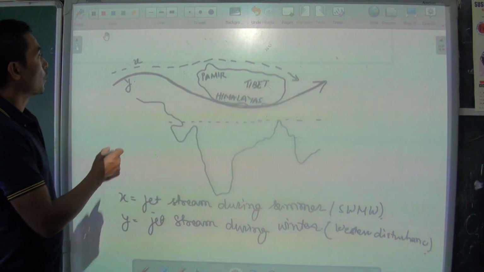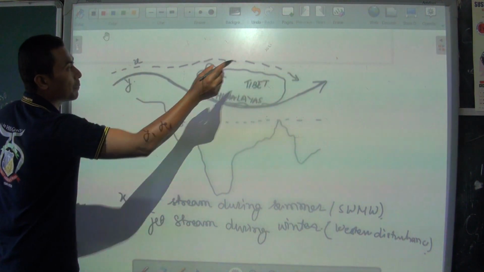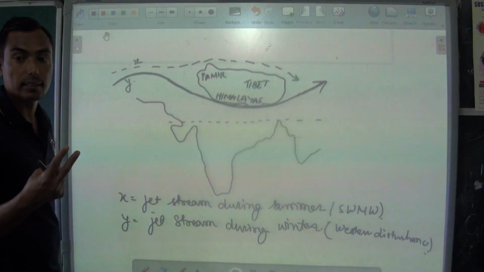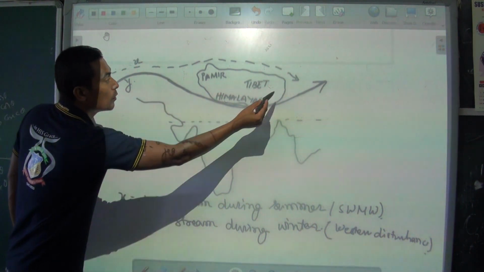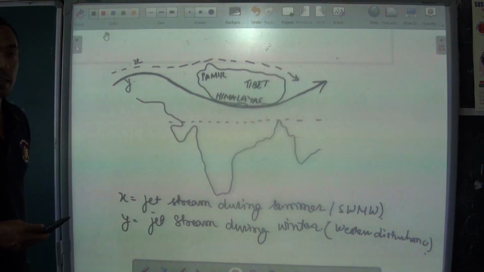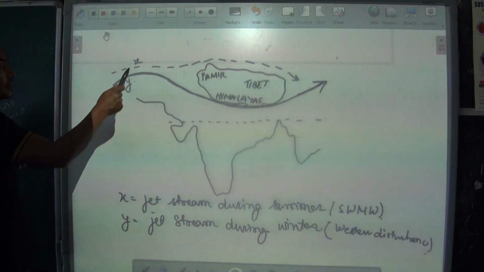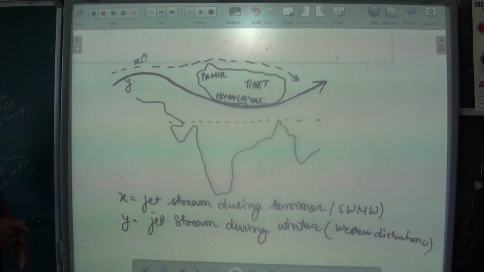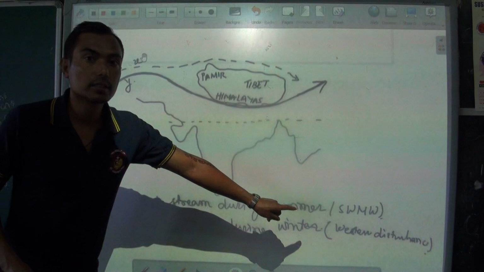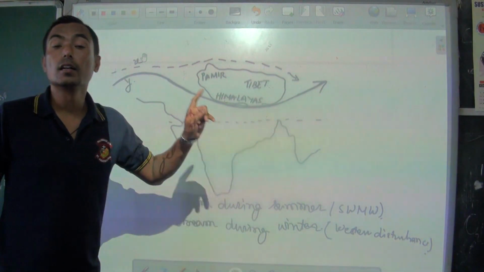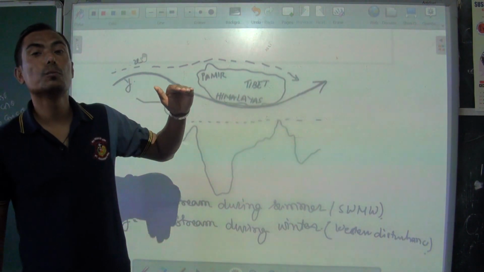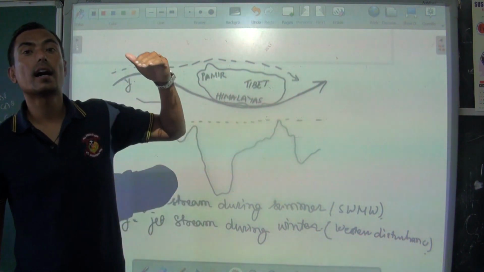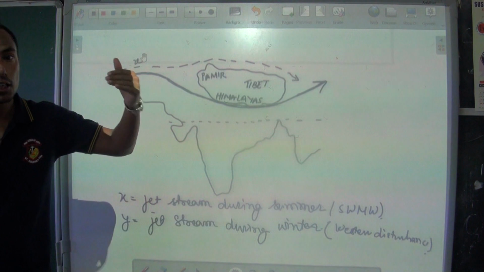Now if you look at this map, you can see that again there are two lines. One is the broken line and another one is a solid bold line. Clear? Now this X indicates the jet stream during summer. The jet stream means those winds which blow continuously at a height of 10 to 12 kilometers.